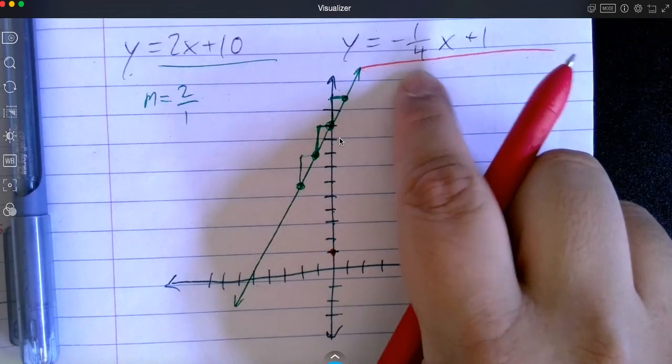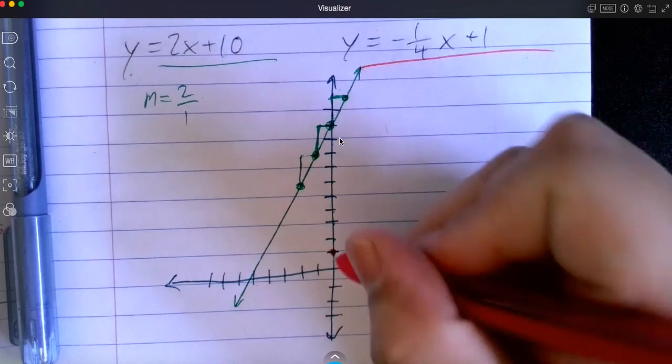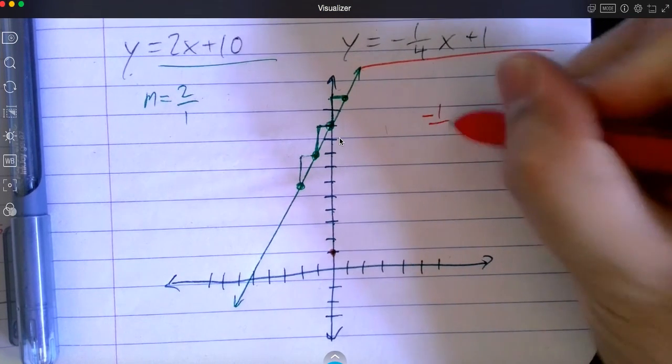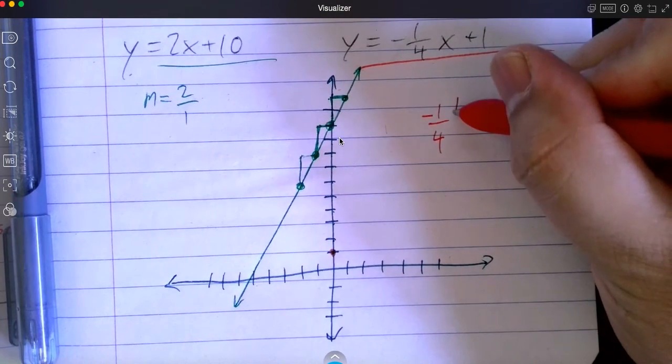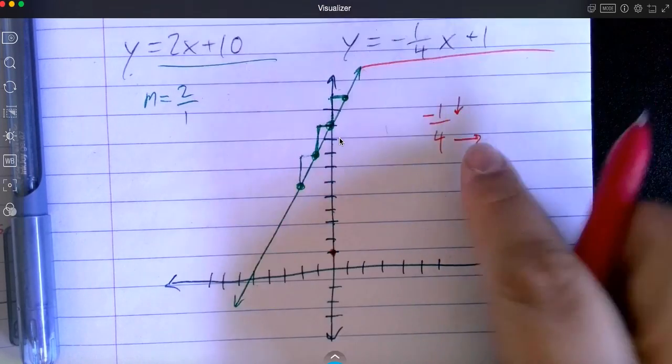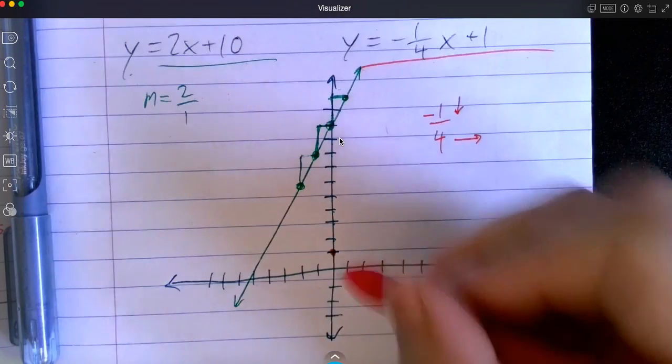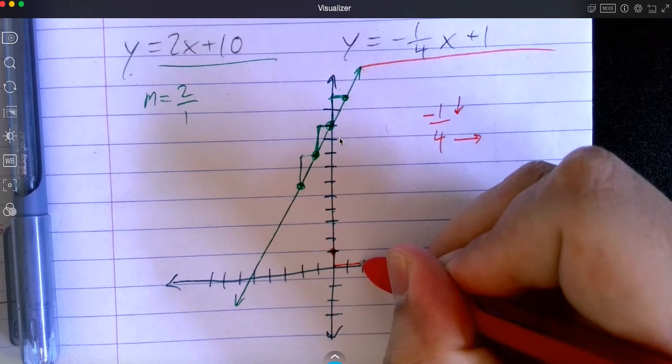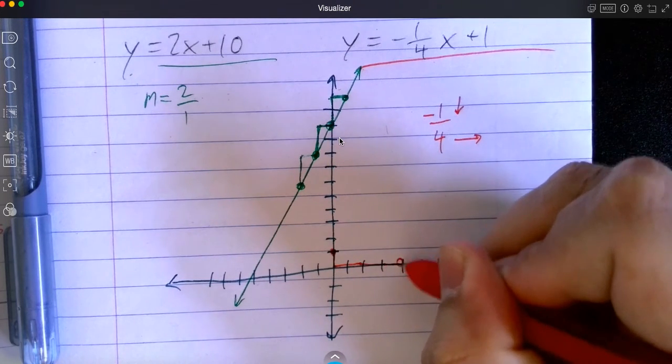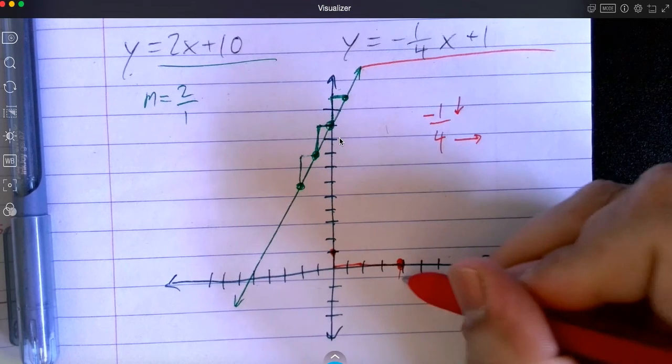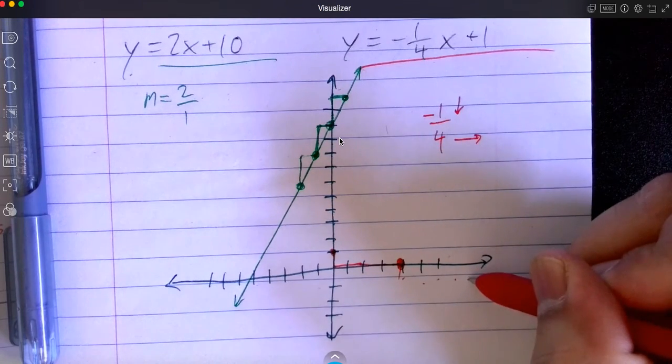But my slope is -1/4. So in this case, when it's negative, it's going to go down and to the right. So I'm not going backwards. The slope is negative, so it goes down and 4 spaces this way.